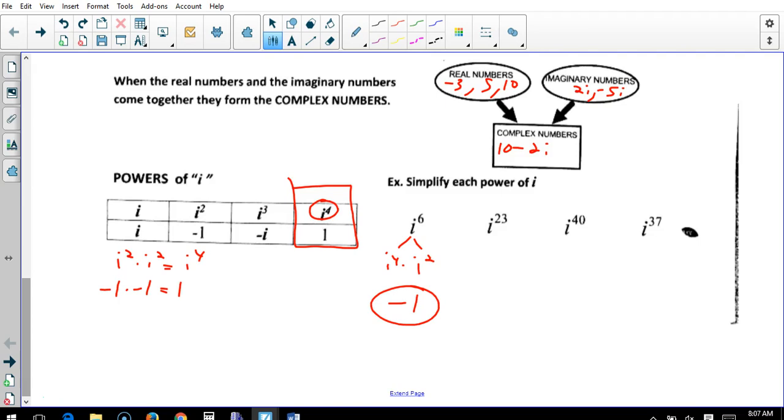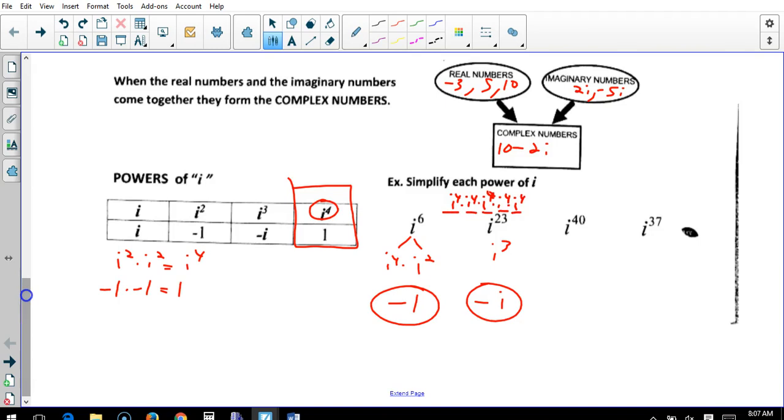Okay? So we're going to divide 23 by 4. 4 goes into 23 5 times. Okay? So those are all gone. So what does that leave? i cubed, which is negative i. Now again, why did I do that? Because I can take, technically, i to the fourth times i to the fourth times i to the fourth times i to the fourth. You don't have to write this all out every time, I'm just showing you. Times i to the fourth.